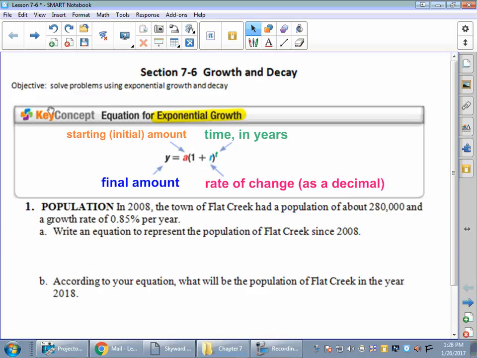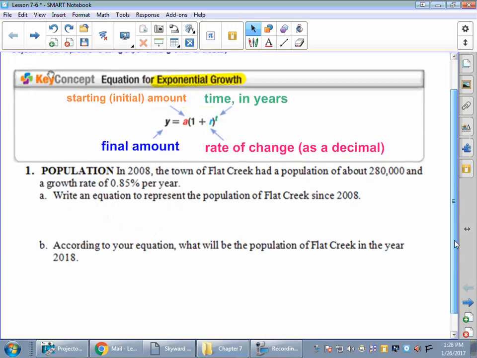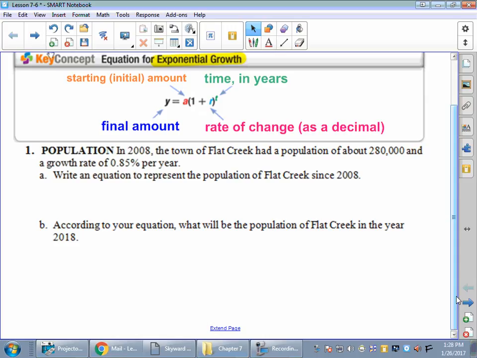So let's use this formula and let's do an example. It says down here, the population question. In 2008, the town of Flat Creek had a population of about 280,000 people and a growth rate of 0.85% per year. Write an equation to represent the population of Flat Creek since 2008. A lot of times they're going to break the problems up into two parts like this. Let's figure out what we've got.